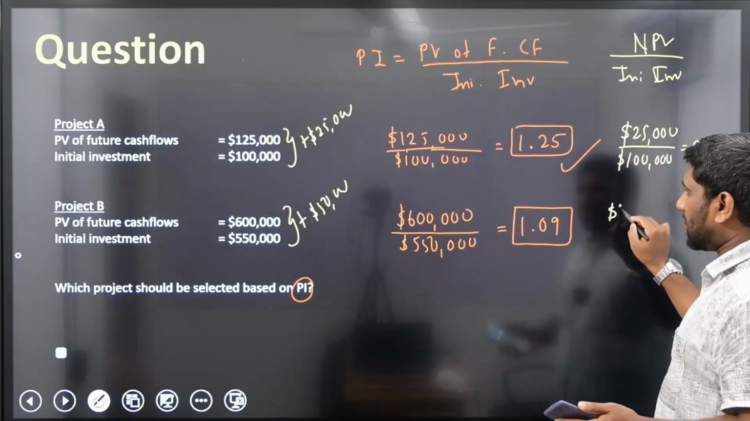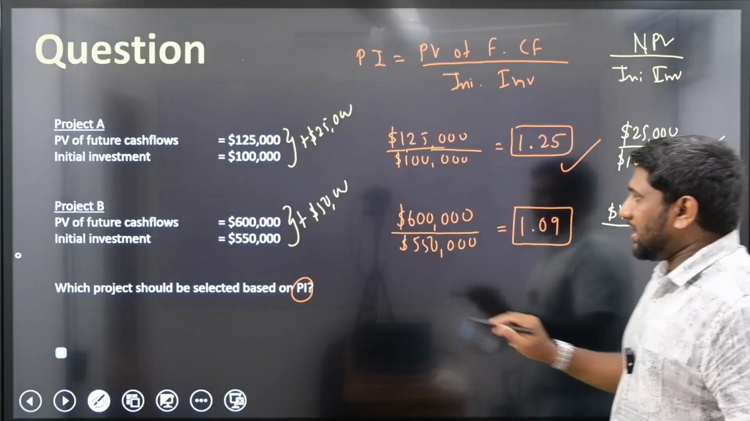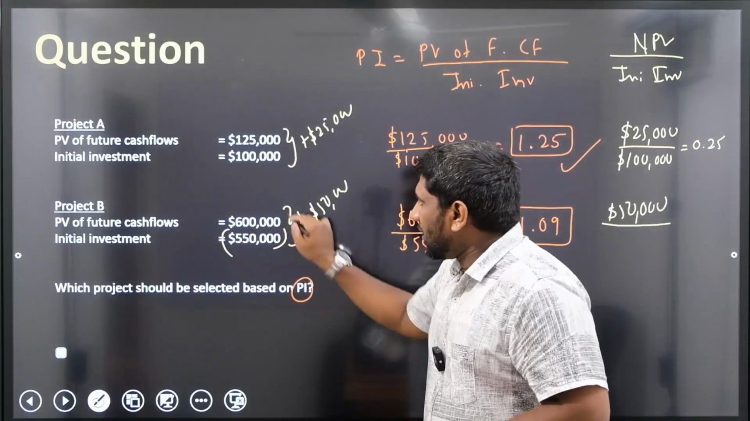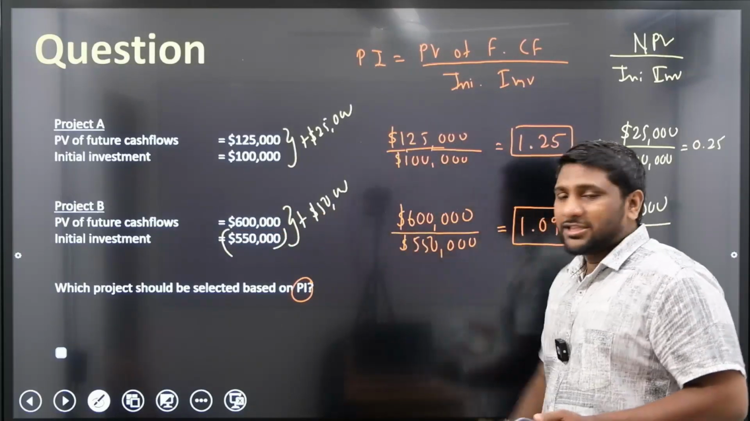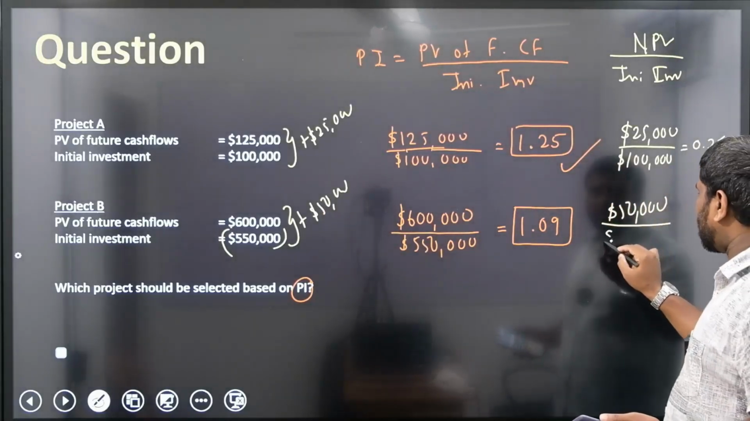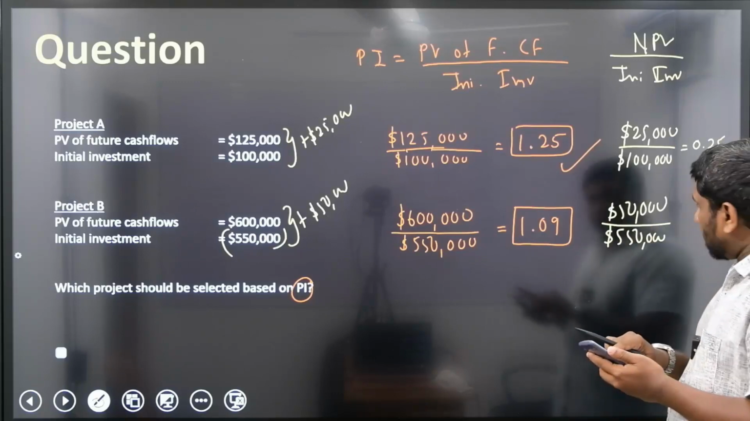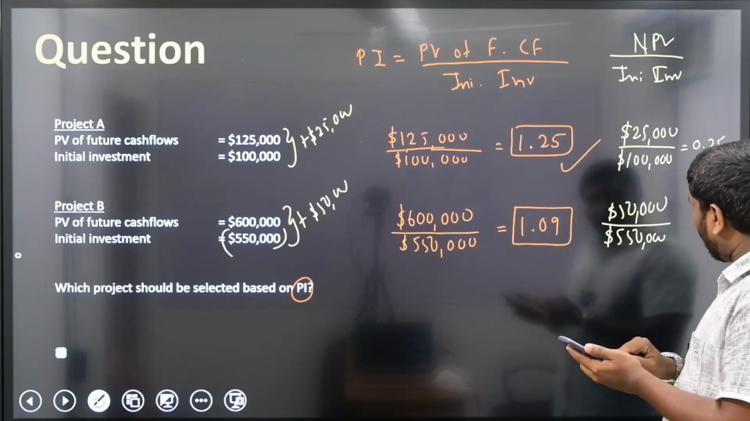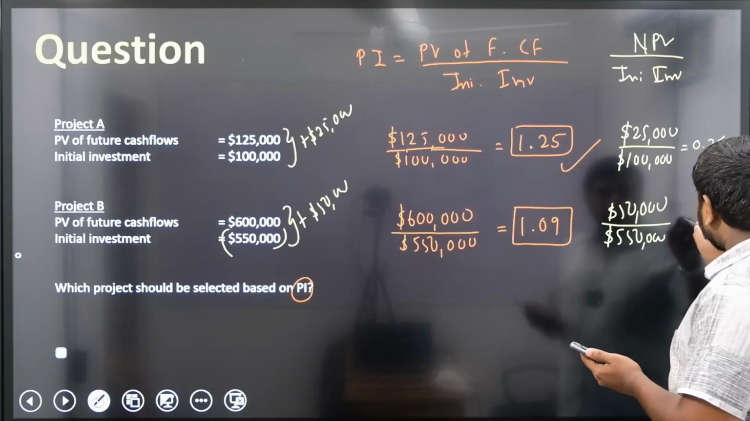Here 50,000 is the NPV because initial investment is negative, present values of future cash flows are positive, so the net amount is plus 50,000. Divided from the initial investment, how much is that? 550,000. So here what's the value that I am getting? 50 divided from 550. I am getting a value of 0.09.